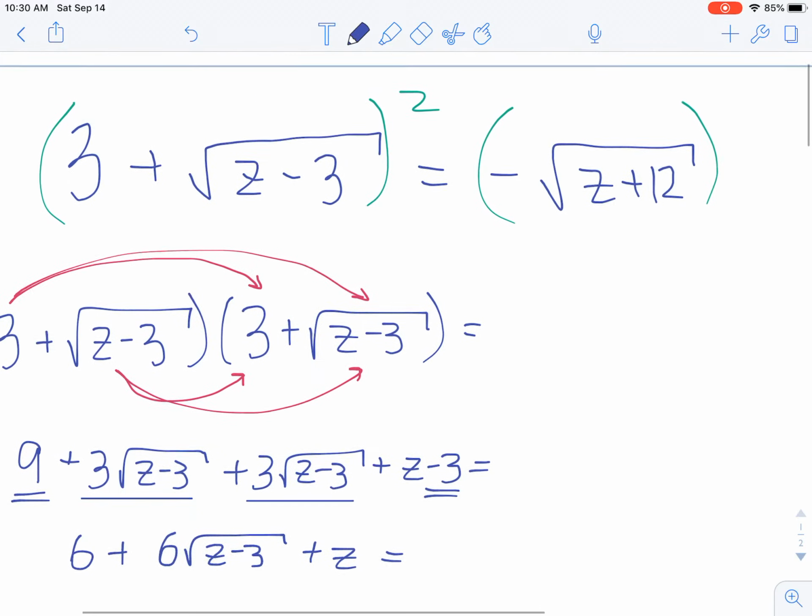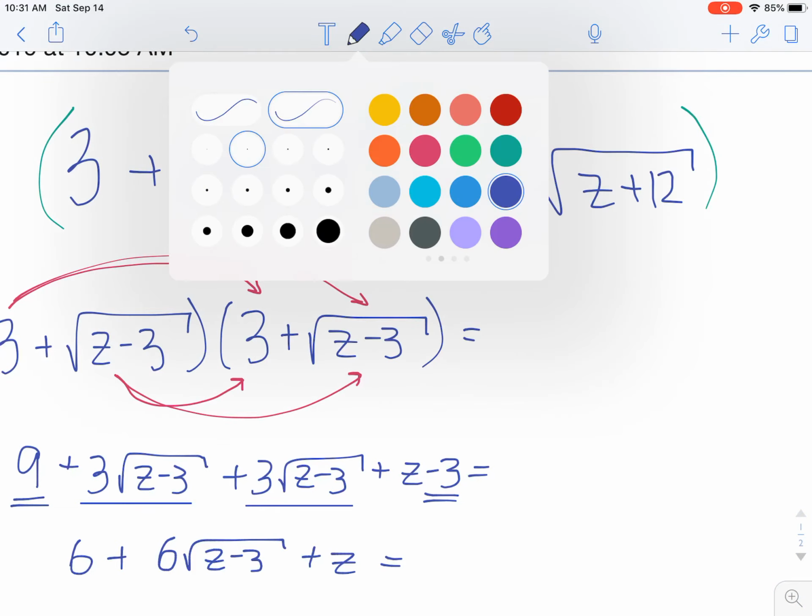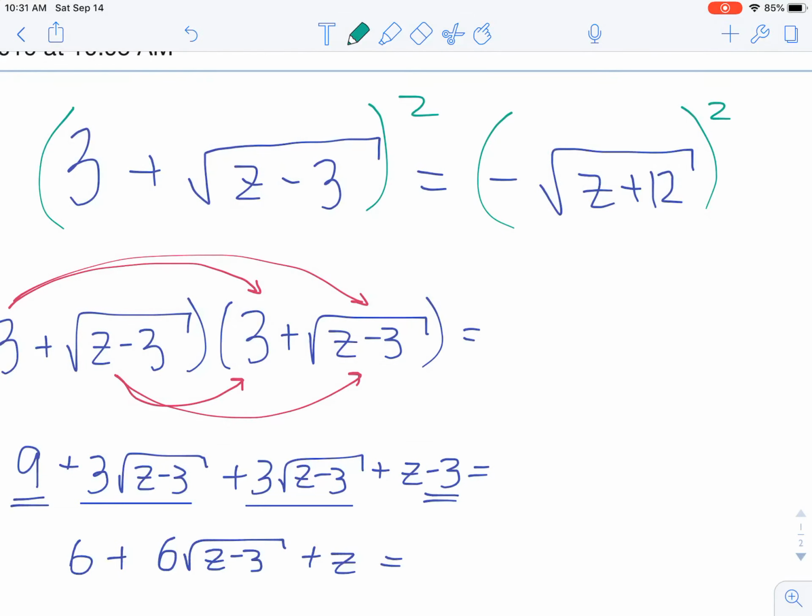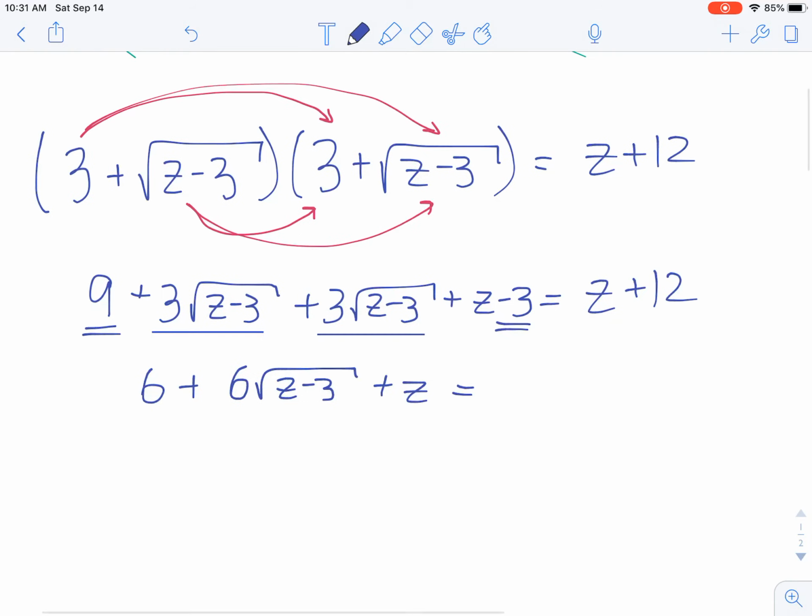And on the right hand side, if we square a negative term, we will end up with something positive. And then if we square square root of z plus 12, we just end up with z plus 12 on this side.